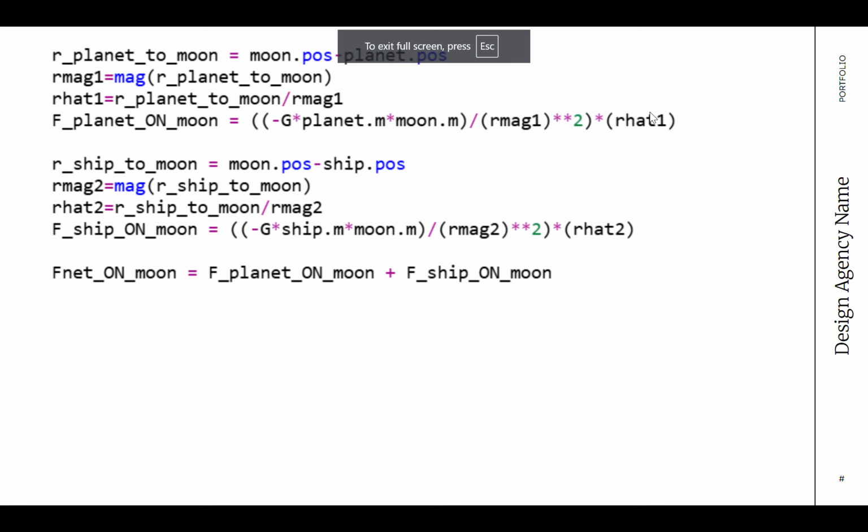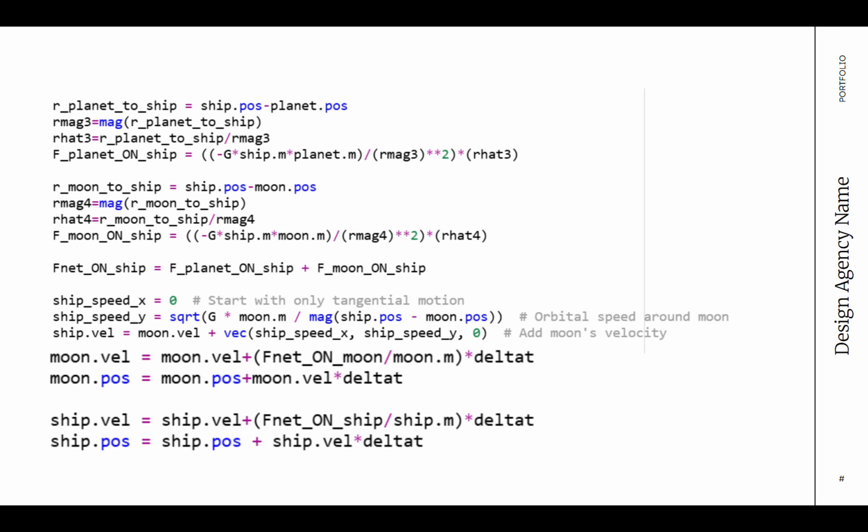For the second part, which was the planet and the moon, here's the start of it, where we were finding the position of the moon in regard to the planet and then finding the unit vectors for them. Then we find the force of the planet on the moon, the force of the ship on the moon, the force of the planet on the ship, and the moon on the ship. From that we could get the ship speed and velocity, and then the moon velocity and position, and ship velocity and position.